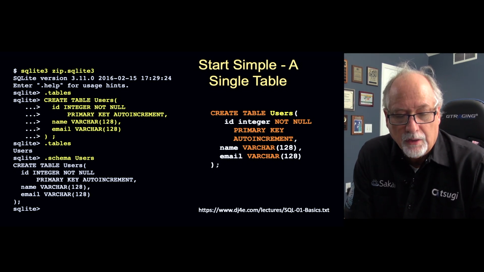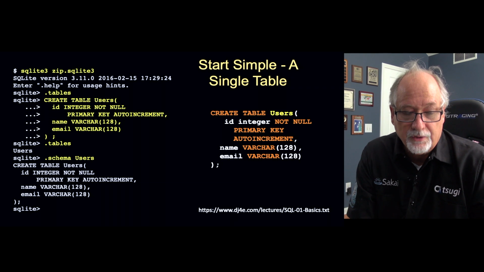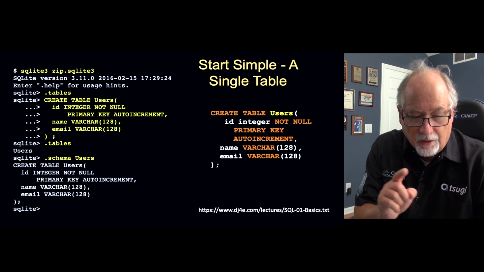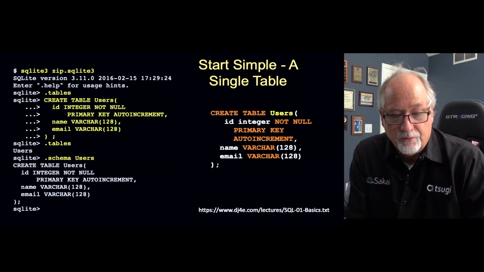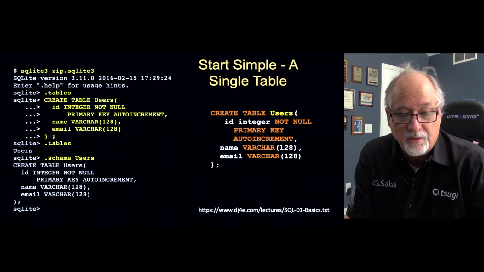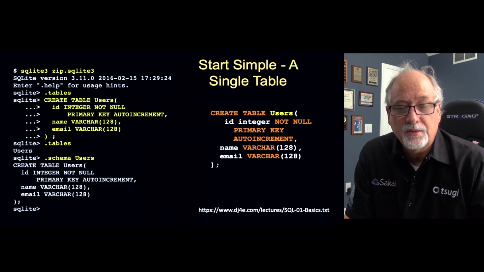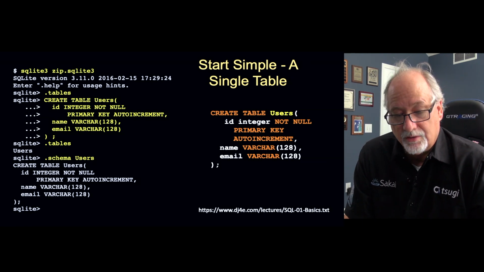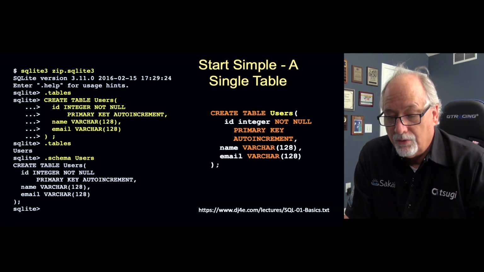But if you type SQLite, you end up in a command line where you get this prompt, SQLite, arrow, and there's commands you can type, like .tables, which says, hey, in this database, which in this case is zip.sqlite3, what tables exist? And it says there are no tables. And then you create some tables.